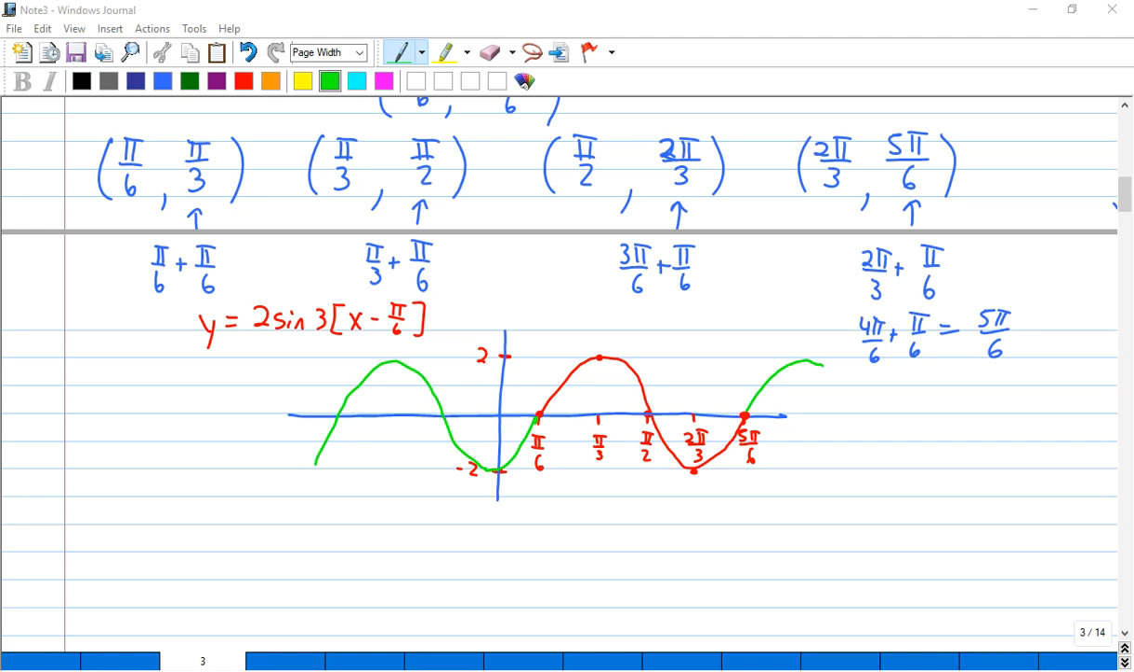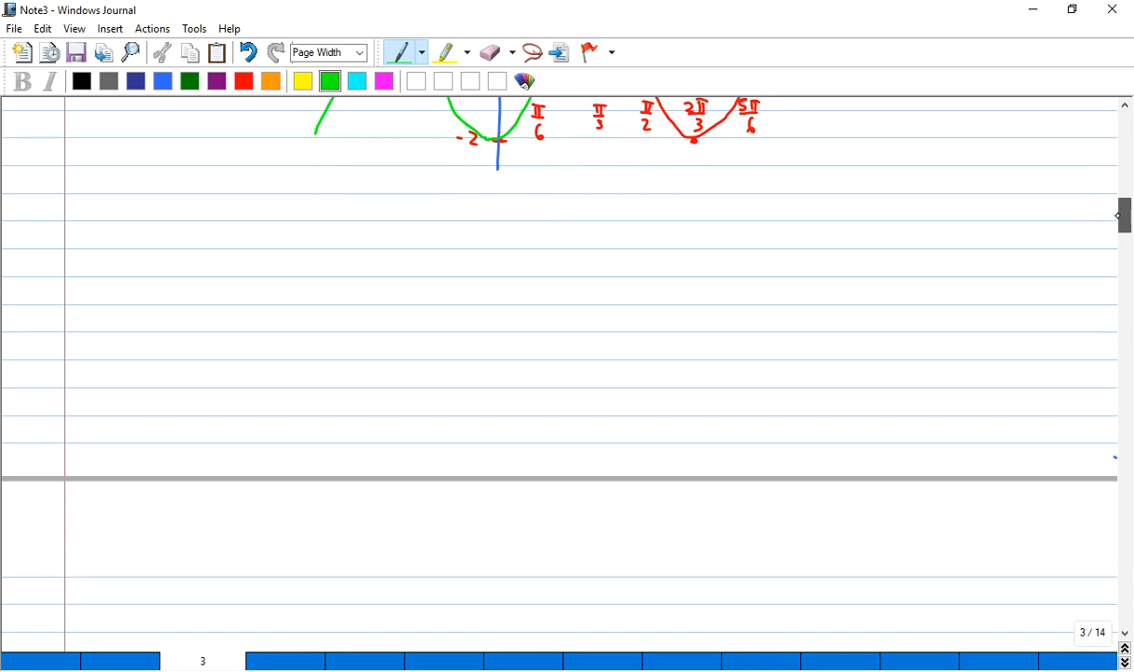All right, let's do another one. That was so much fun. I want to do another. Let's do a cosine graph. So let's say that I wanted to graph y equals 3 cosine of 2x plus pi.